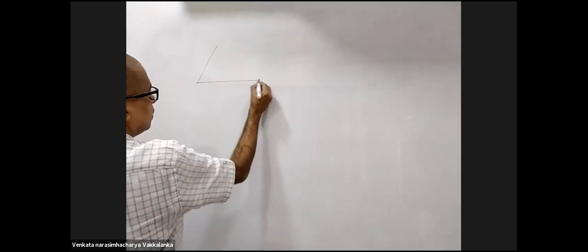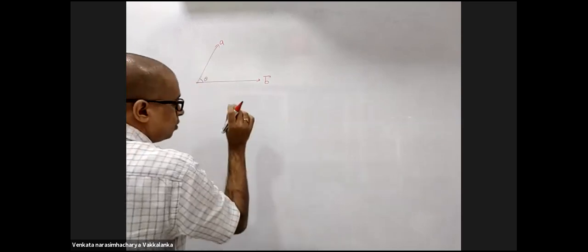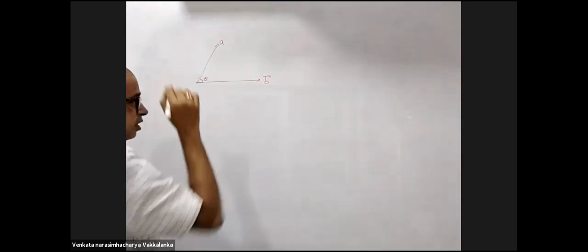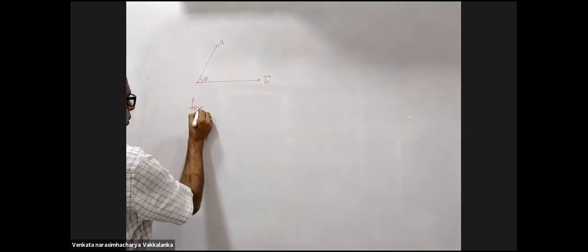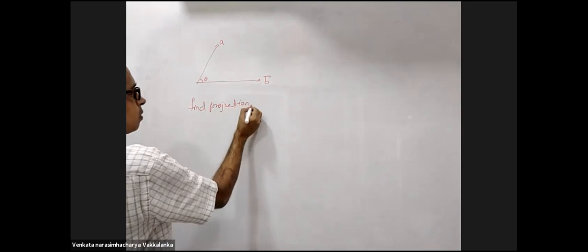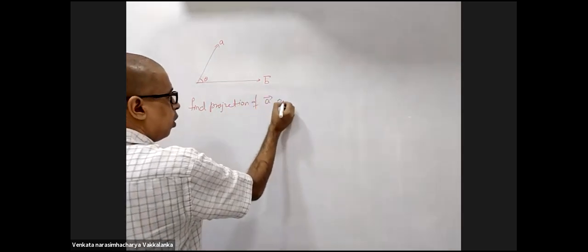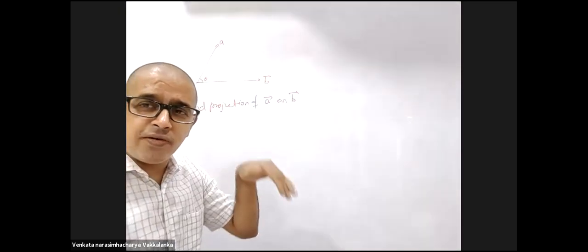Now listen to one point. This is B, this is A. Suppose I ask for the projection of A on B. Find the projection of A on B, the component of A along B.